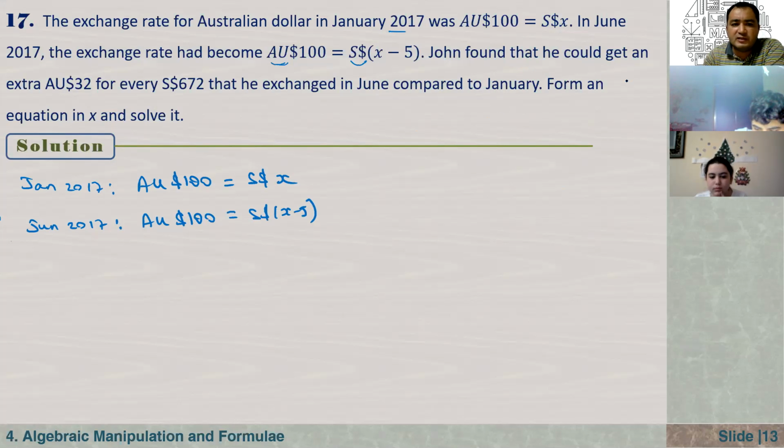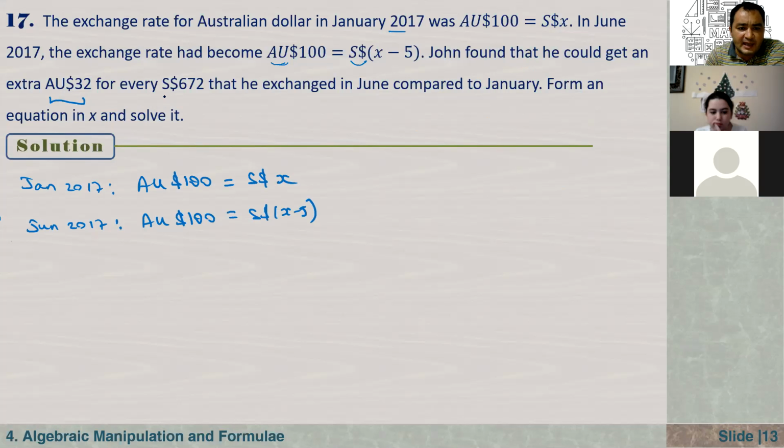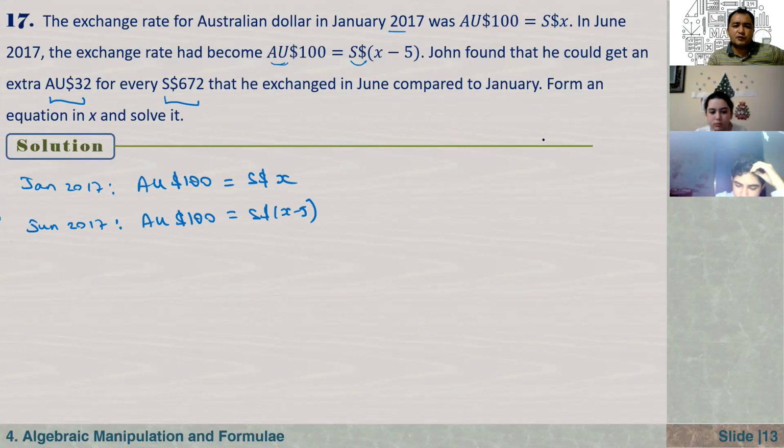John found that he could get an extra 32 Australian dollars for every 672 Singapore dollars that he exchanged in June compared to January. Form an equation in X and solve it. All right, so that's the question. If you understand the problem and you need to solve this question first, that's your homework.